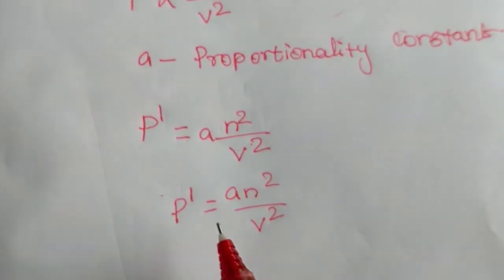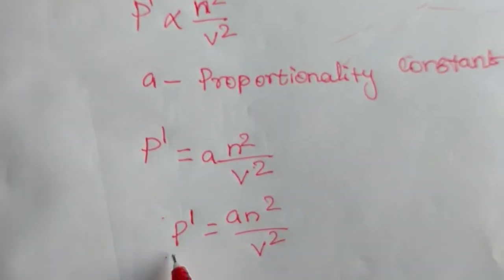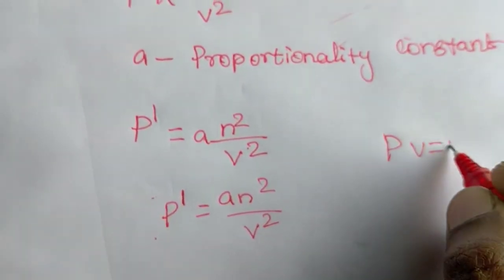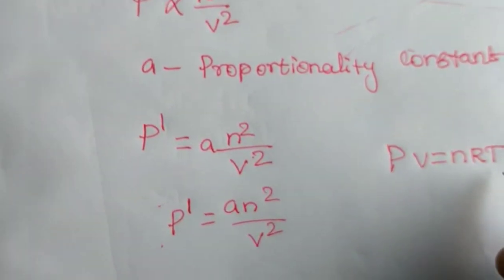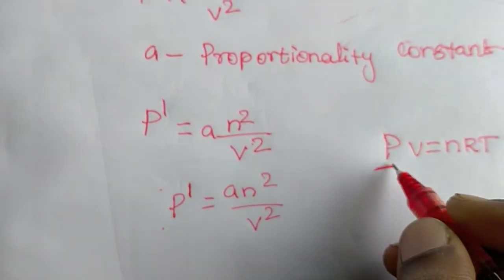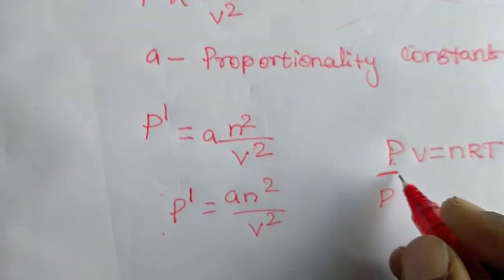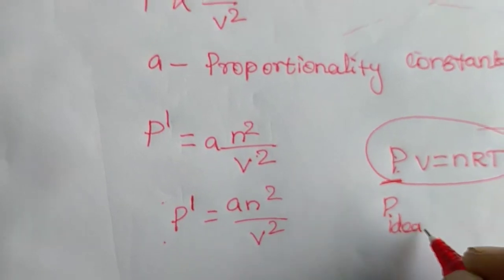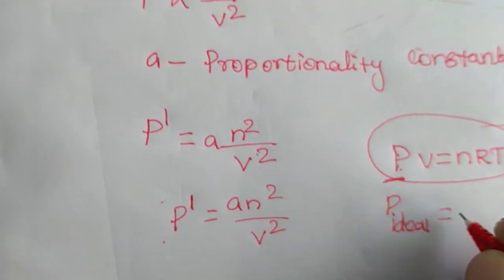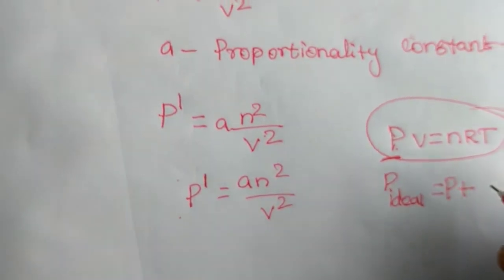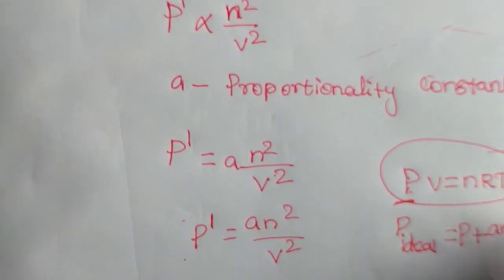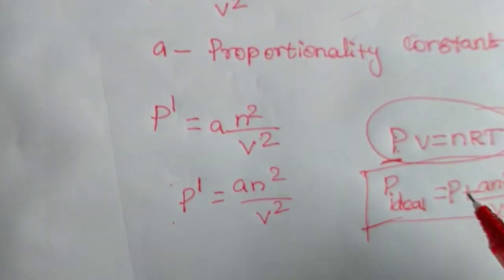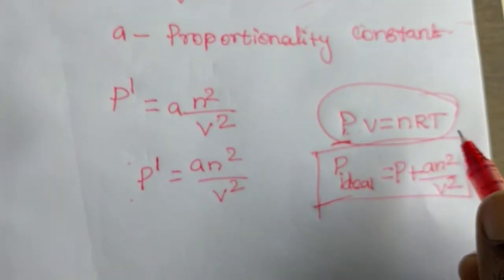P dash means the pressure correction. So we are going to correct the pressure in the ideal gas equation PV is equal to nRT. This is P ideal because this is for the ideal gas equation. So P ideal equals P plus A N square divided by V square. This is the pressure correction in the ideal gas behavior.